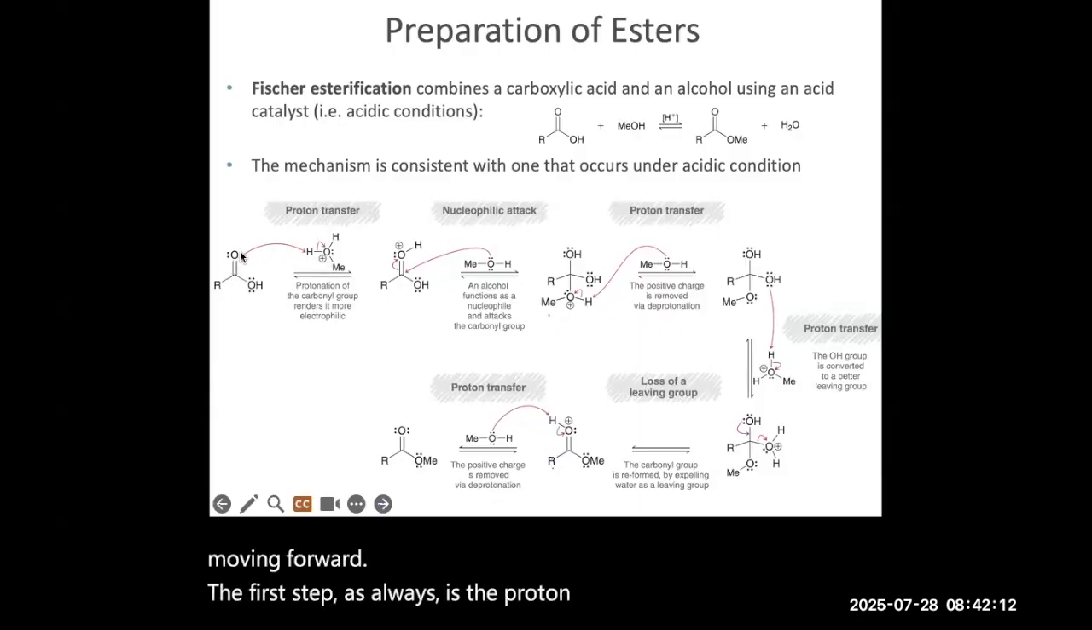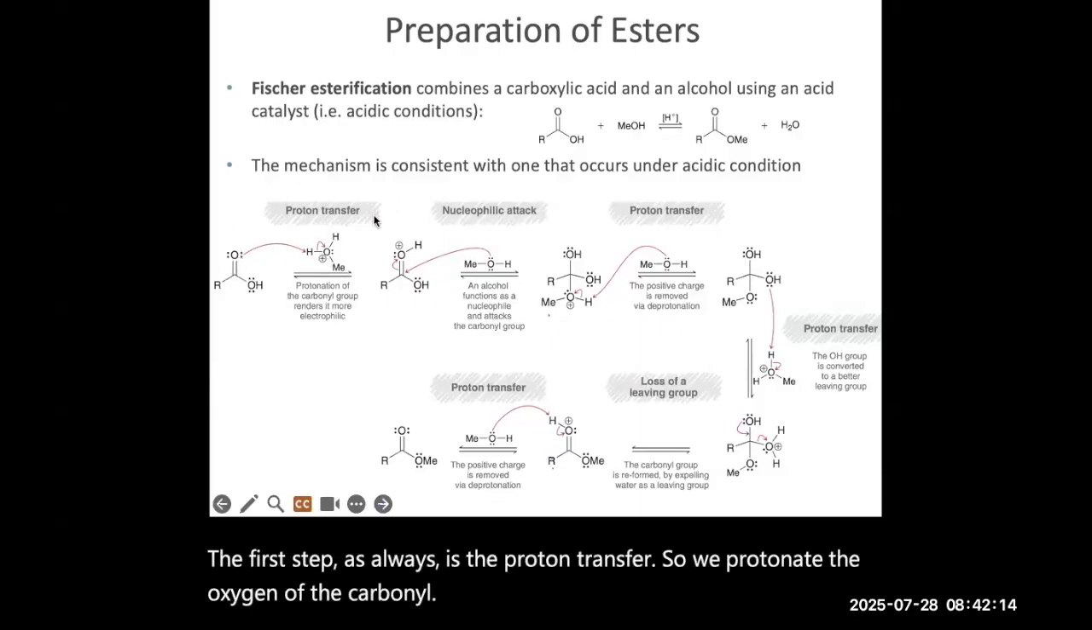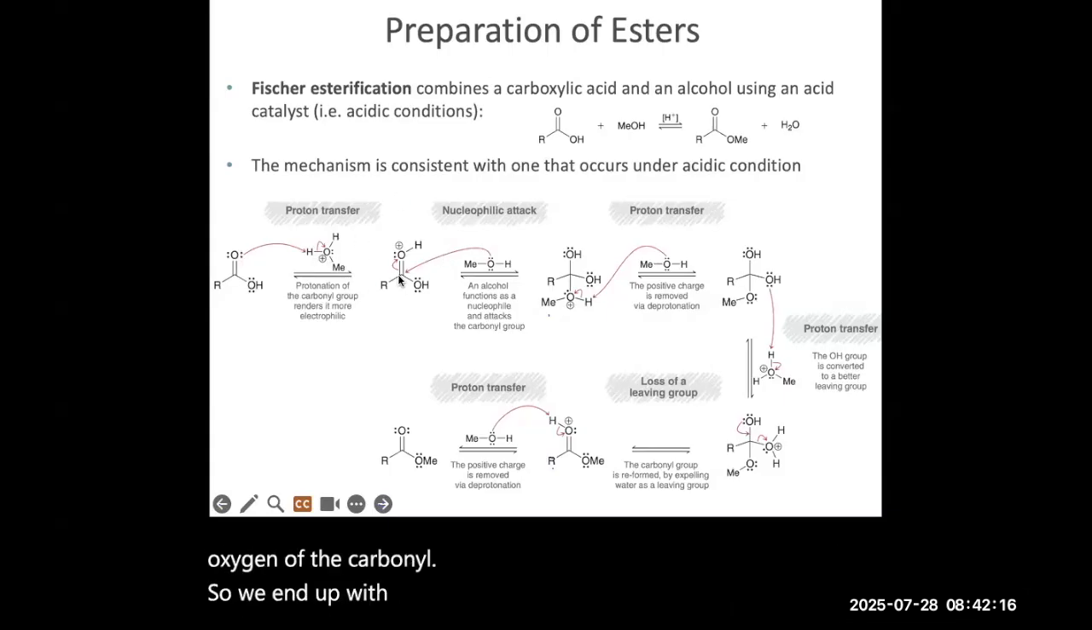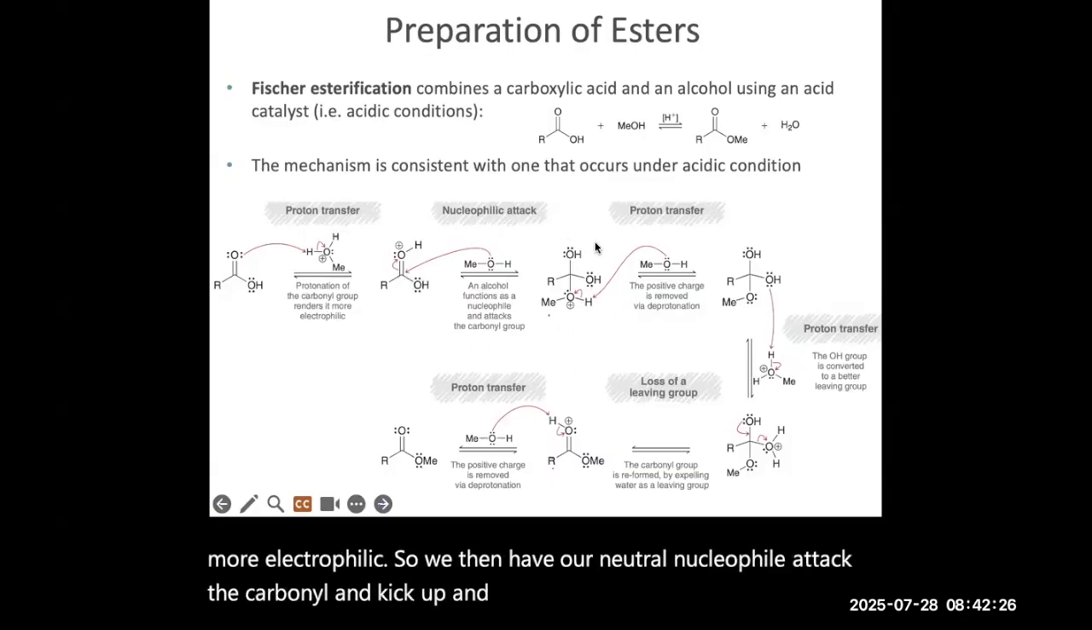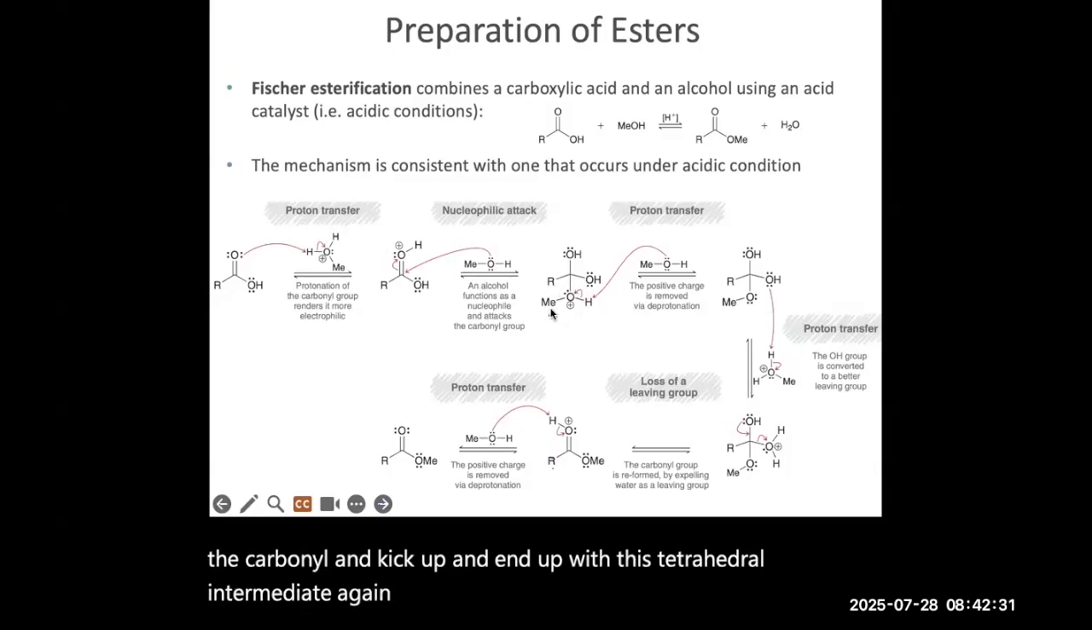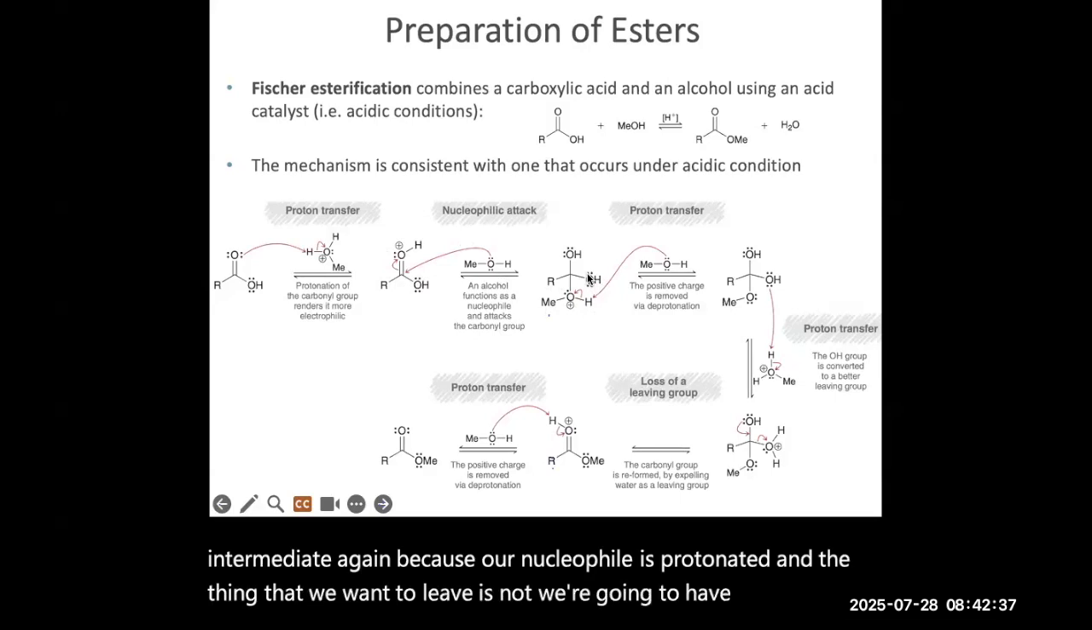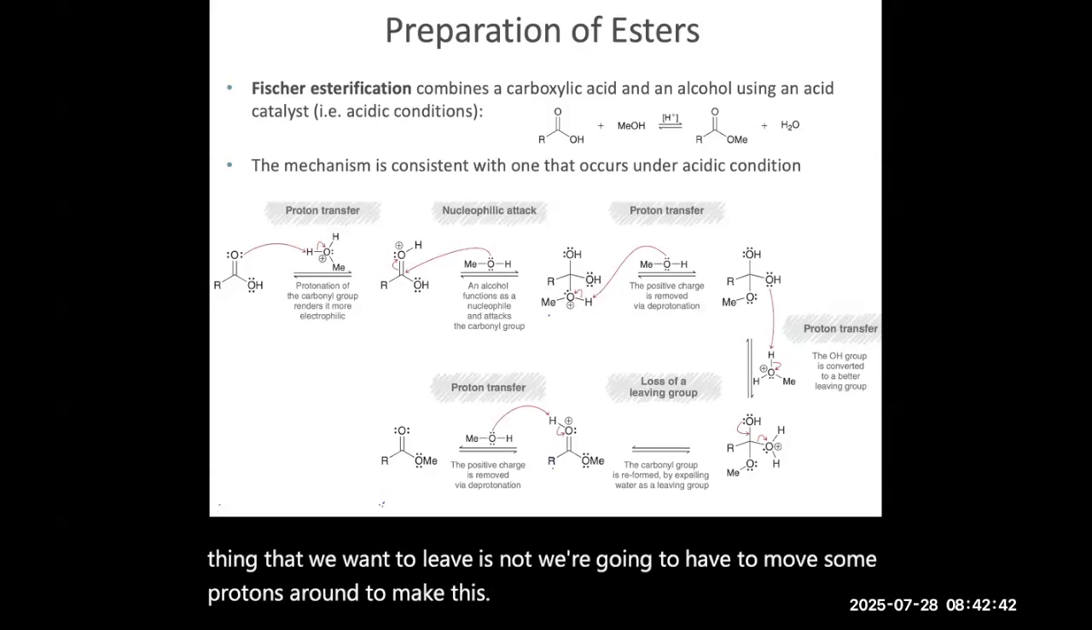So we protonate the oxygen of the carbonyl. So we end up with this intermediate here, making that carbon much more electrophilic. So we then have our neutral nucleophile attack the carbonyl and kick up and end up with this tetrahedral intermediate. Again, because our nucleophile is protonated and the thing that we want to leave is not, we're going to have to move some protons around to make this move forward.